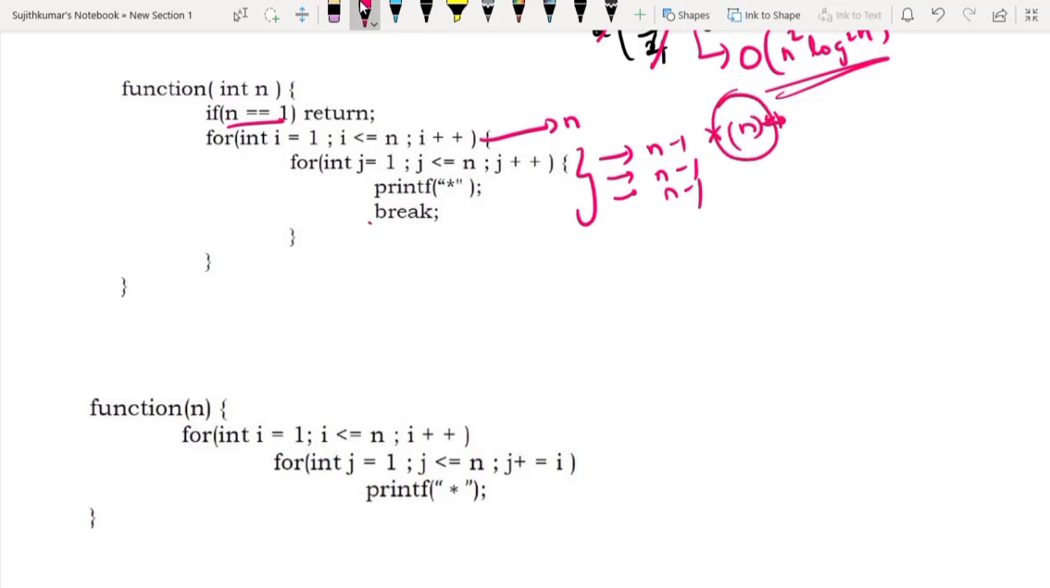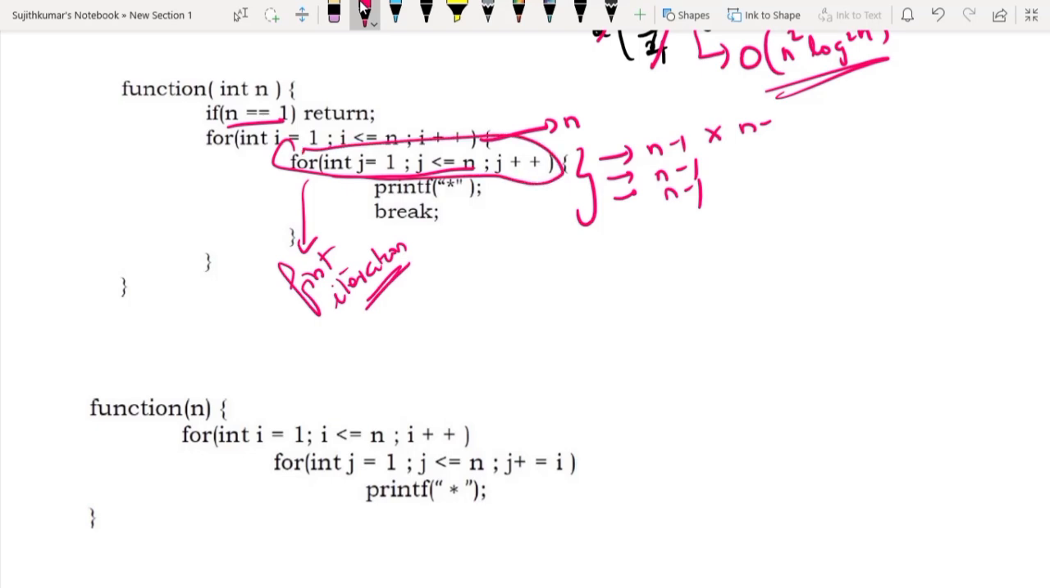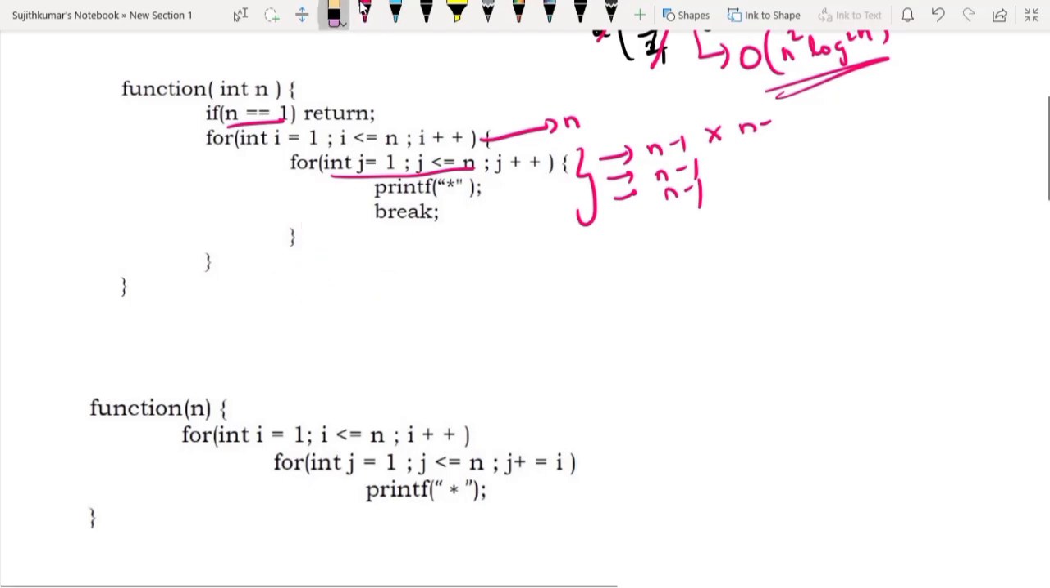That is a trick: there is a break statement here, right? Which means this for loop will go only for the first iteration, which means there is no use of having this for loop. Why? Because at the time of the first iteration itself, it will print the star and break the loop. It will get back to the outer loop. At the first iteration itself, it will encounter the break statement. Because of that, I'll consider that this for loop will execute only one time.